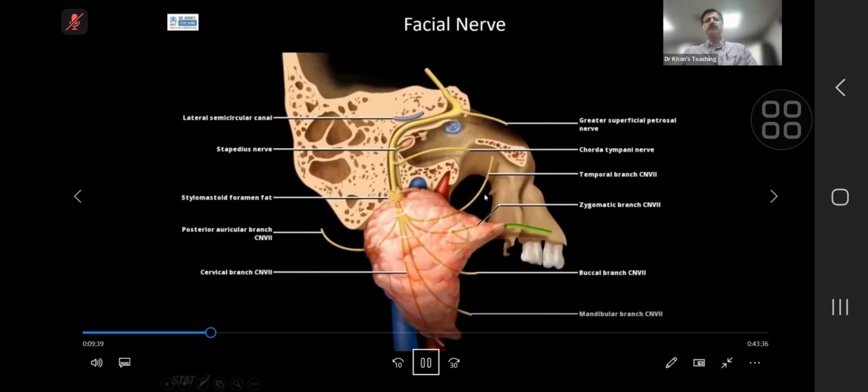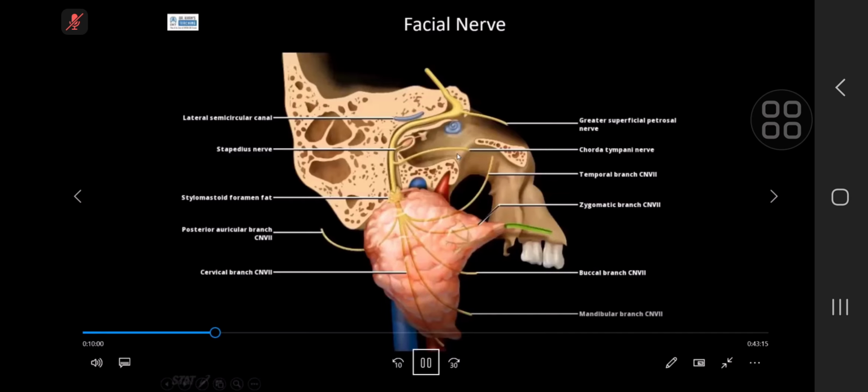Now, this is chorda tympani, and this is part of the function of the facial nerve, anterior two-thirds. So from here, what can we learn? We can learn that there are various functions of the facial nerve. Clinically speaking, we can see.